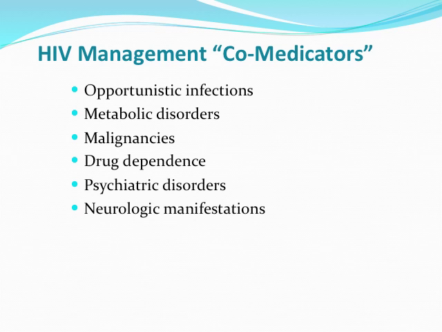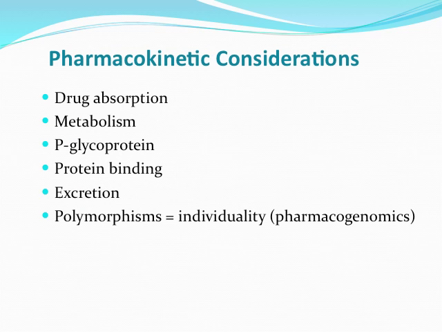So when we manage an HIV patient, obviously there are some co-medications. We're not just in a silo here because we're managing their HIV, but there are also other things that these patients come in with, and because our patients are living longer, they have other disease states that come into play besides our opportunistic infections. A lot of them are living longer with metabolic disorders, malignancies, drug dependence, psychiatric disorders, and neurologic manifestations. So when we talk about the pharmacokinetics and how these drugs work in these patients, there are some things that I kind of wanted to highlight here.